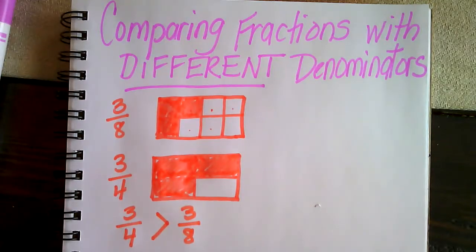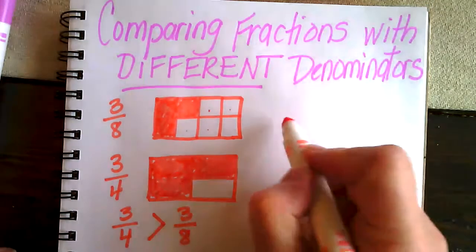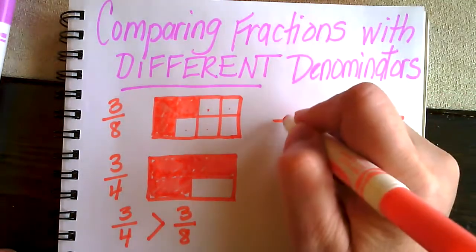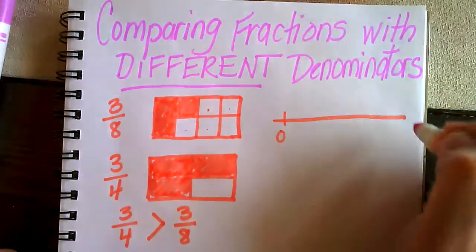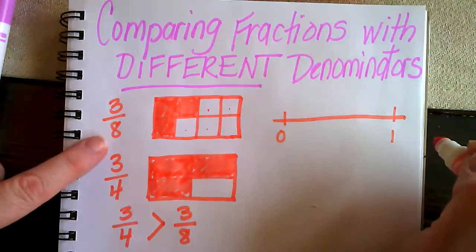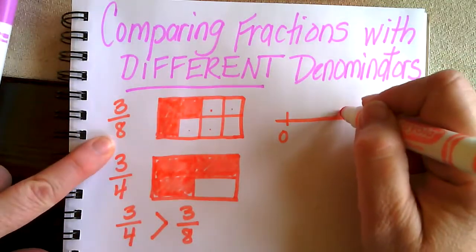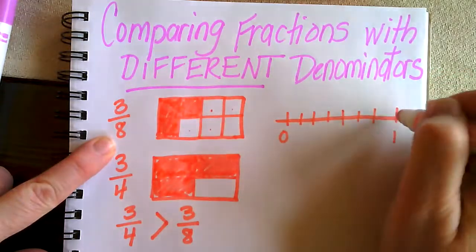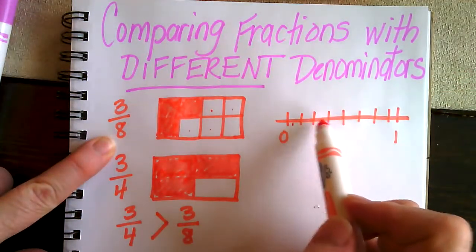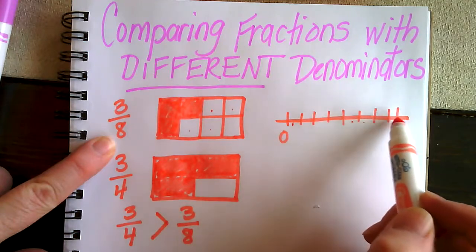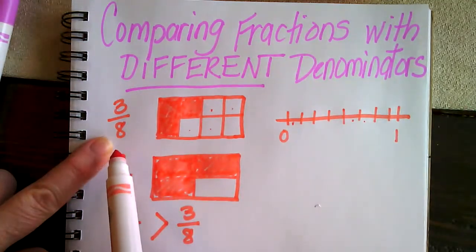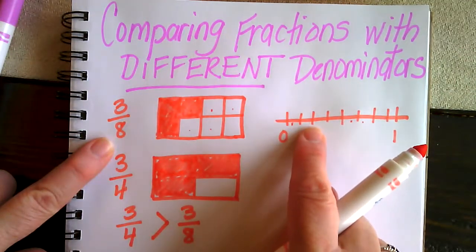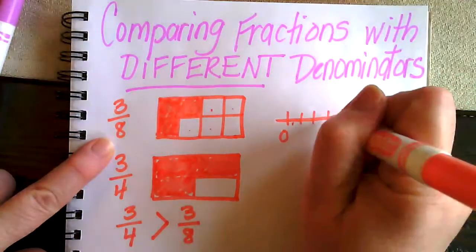We could also represent that on a number line. Let's do a number line for 3/8. So let's think back to what we did last week when we were doing fractions on a number line. Here's our whole. We'll divide this into 8 equal groups. Double check. 1, 2, 3, 4, 5, 6, 7, 8 equal groups. Find 3/8 on the number line. 0/8, 1/8, 2/8, 3/8.